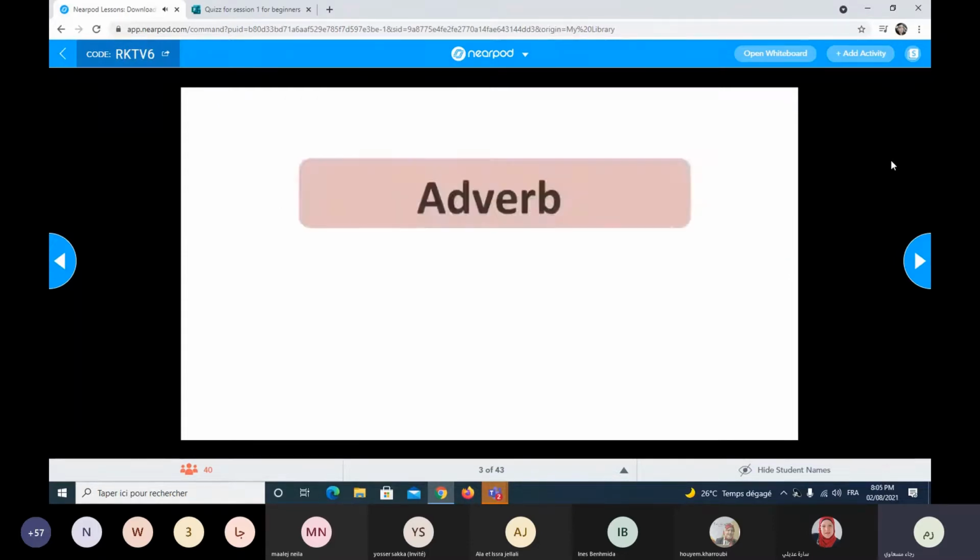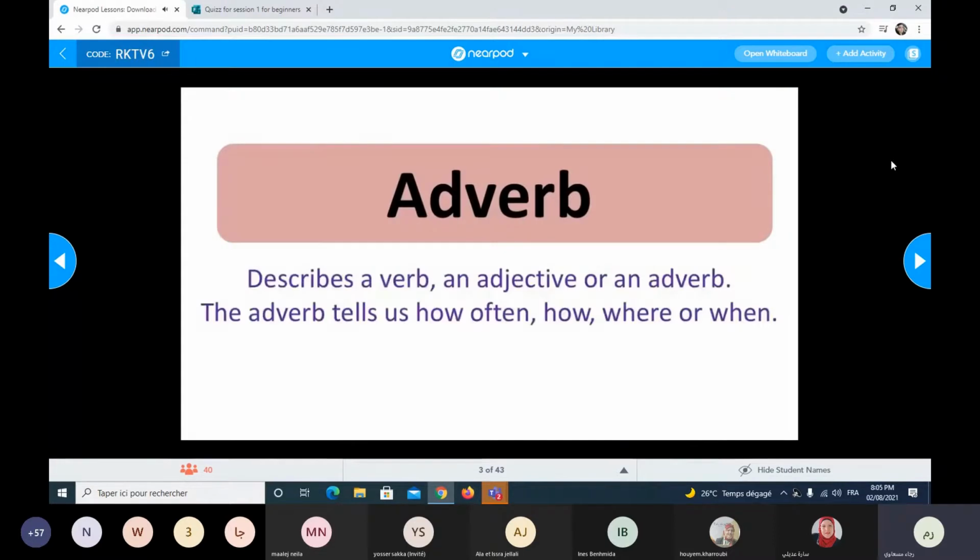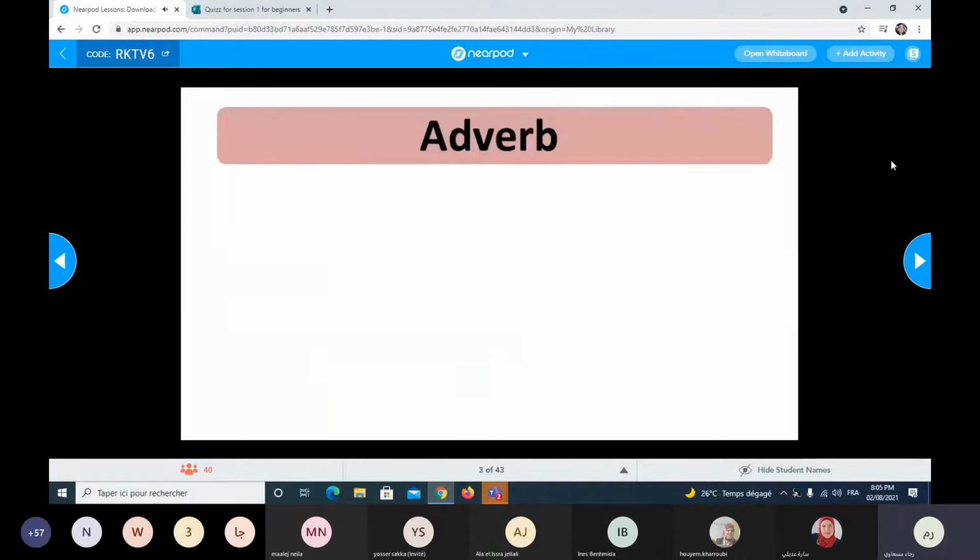Adverb. An adverb describes a verb, an adjective, or an adverb. The adverb tells us how often, how, where or when. For example, slowly, yesterday, always. Sophie is always late for school. The adverb in this sentence is always.